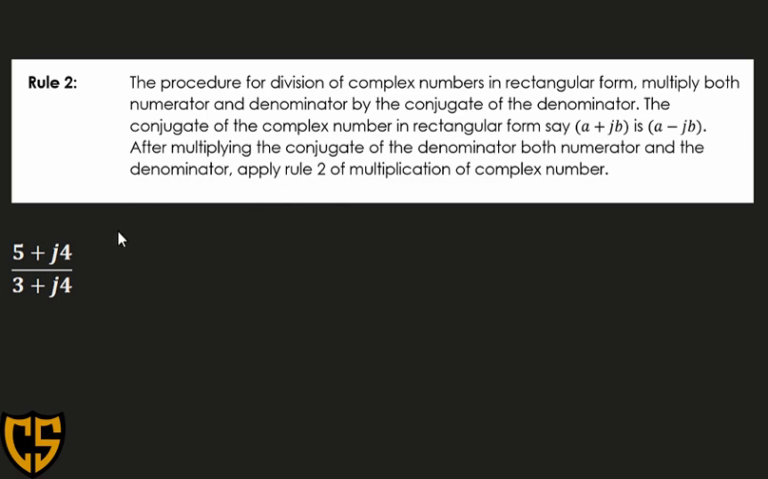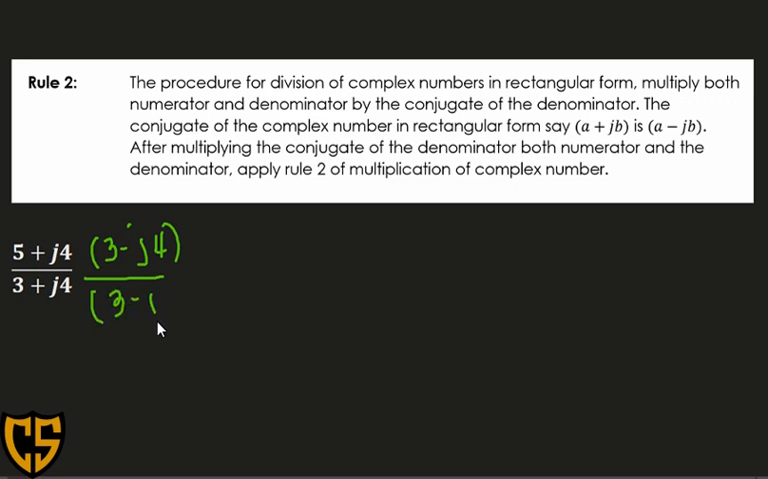So, for example, given 5 plus j4 all over 3 plus j4, we need to maintain rectangular form to solve the equation. We are going to solve using rectangular coordinates of our complex number. We need to multiply by the conjugate of our denominator. The conjugate of 3 plus j4 is 3 minus j4. So we multiply the numerator and the denominator by 3 minus j4.